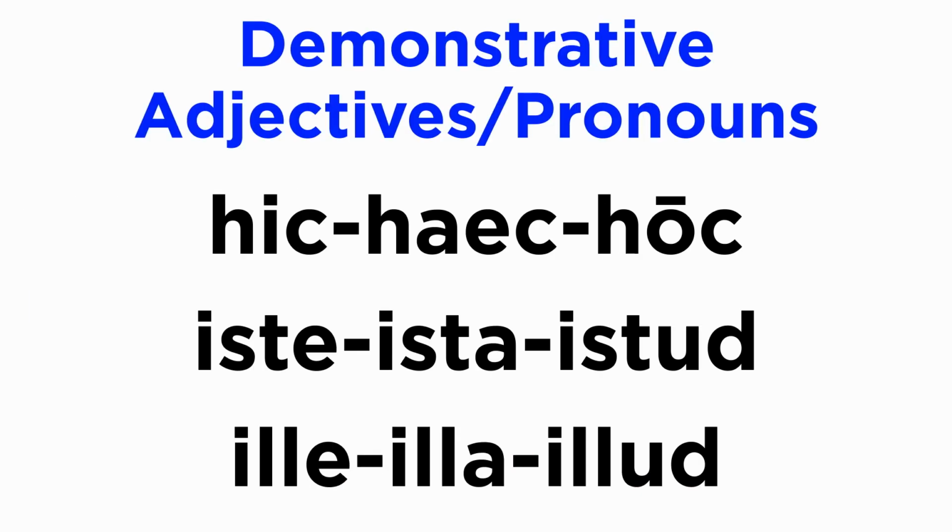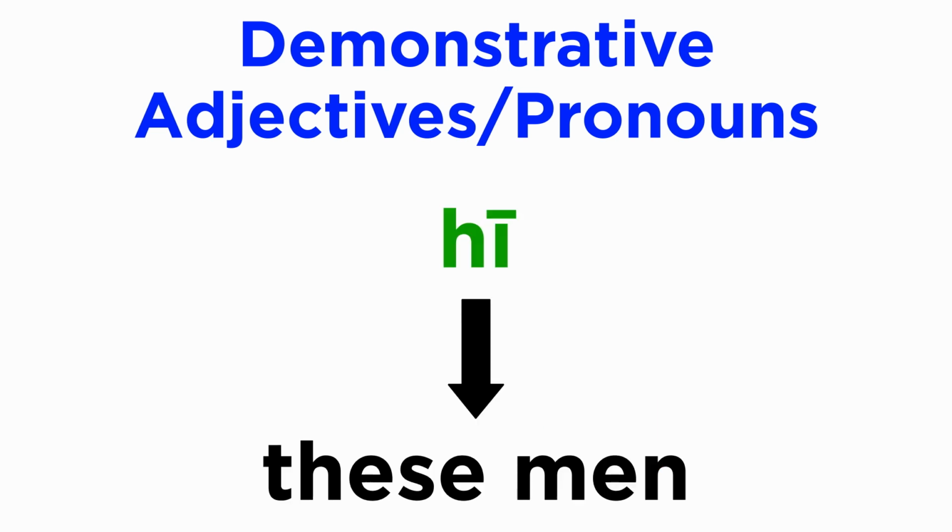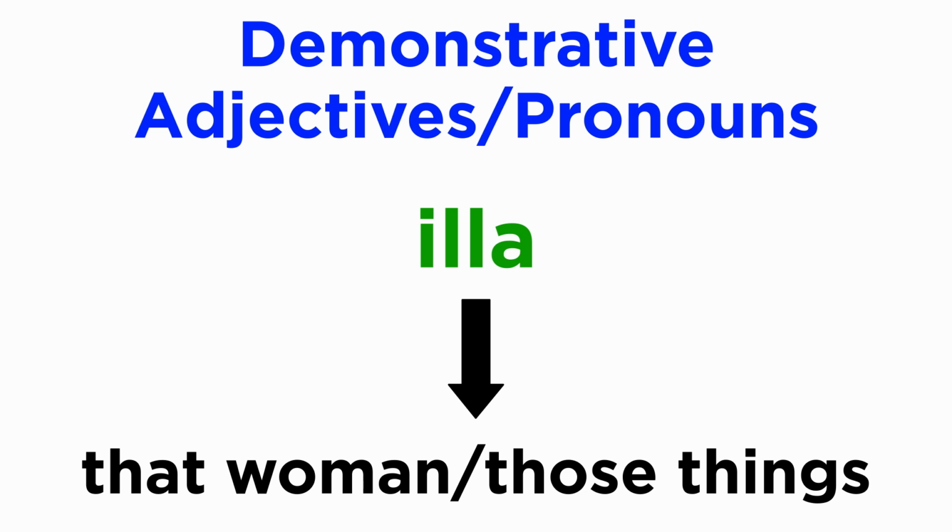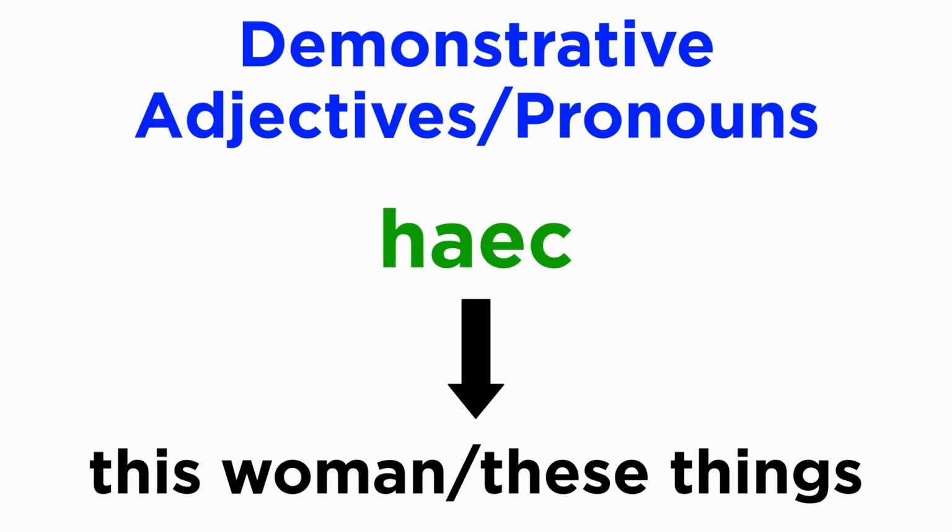With those forms now understood, we should also add that demonstratives can also be used as pronouns. The declension will be the same, but they will appear in the sentence without the presence of a noun. When that happens, often a masculine ending will be understood as referring to men, a feminine one as referring to women, and a neuter one as referring to things. Hi, these men. Illa, that woman or those things. Haec, this woman or these things.